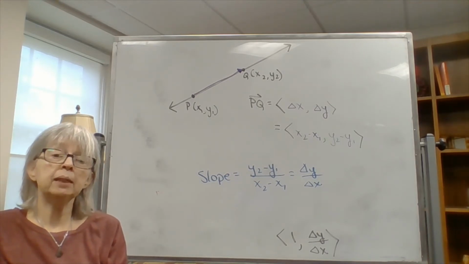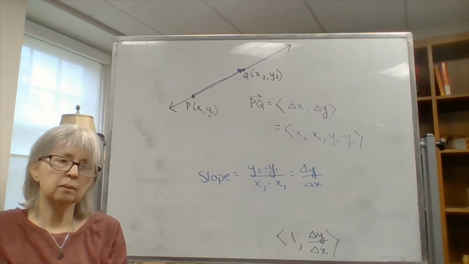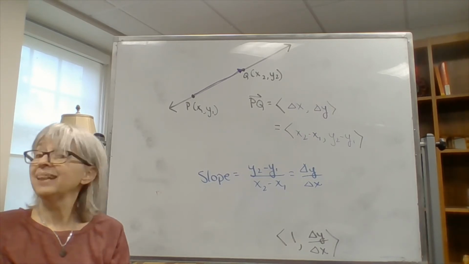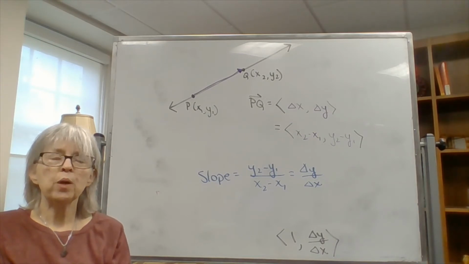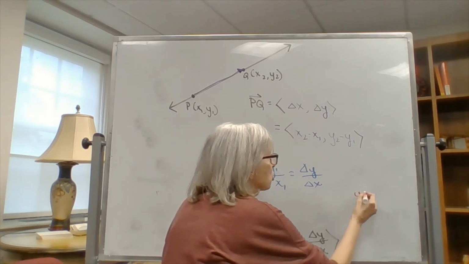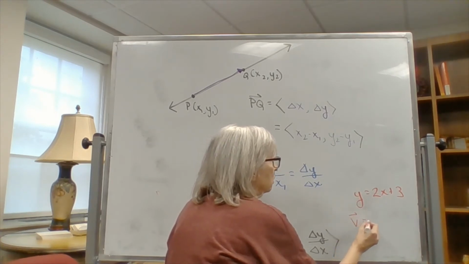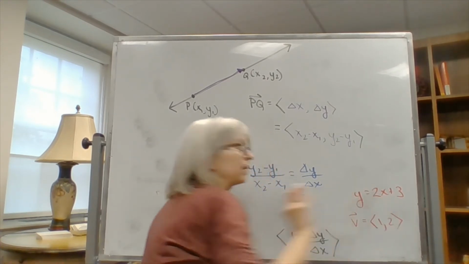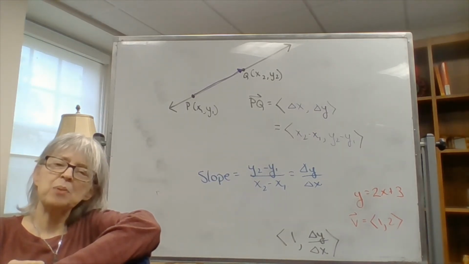So 1 comma, change in y over change in x, is a vector that is always parallel to a line of slope delta y over delta x. So if I wanted a vector that was parallel to the two-dimensional line y equals 2x plus 3, this vector 1 comma 2 is always parallel to y equals 2x plus 3.